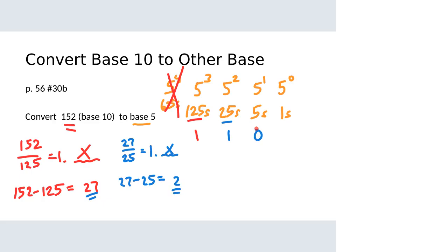Well, I'm not going to need any 5s to write 2. I'll need 2 1s to write 2. And so as a base 5 number, 152 would be 1102 base 5. Your answer, just the 1102. You wouldn't put the subscript 5 in.